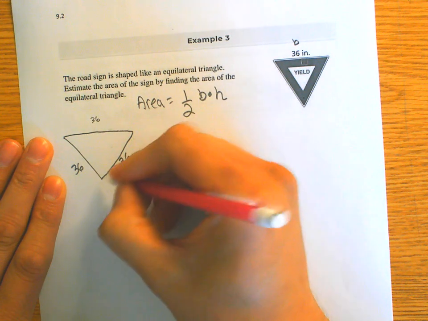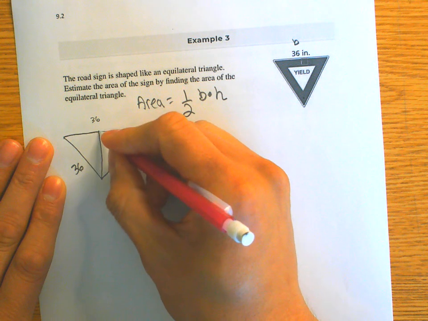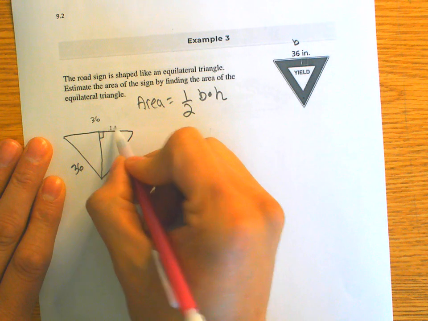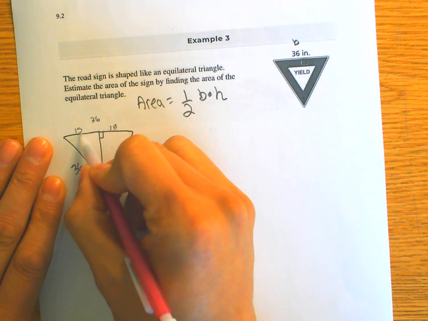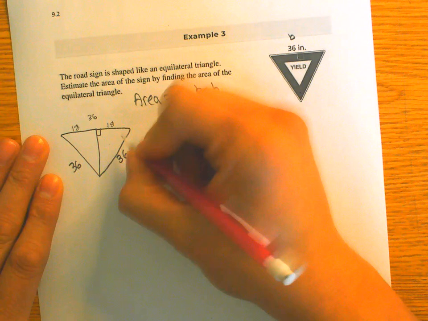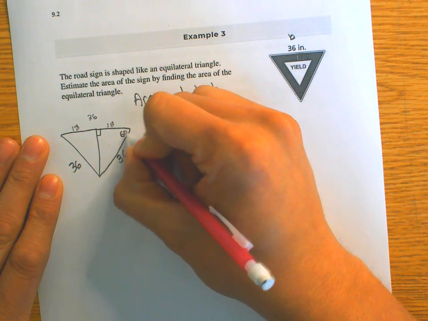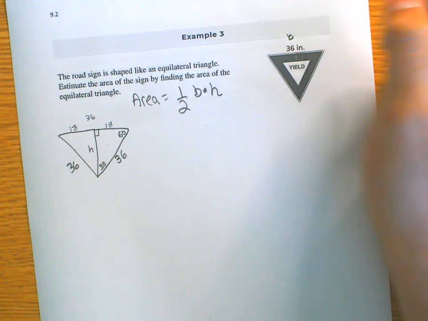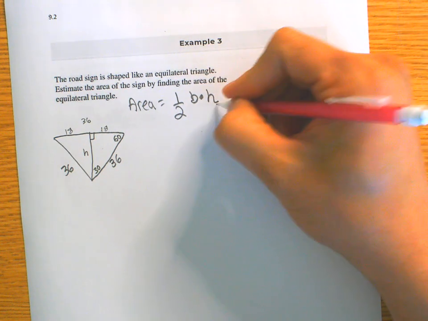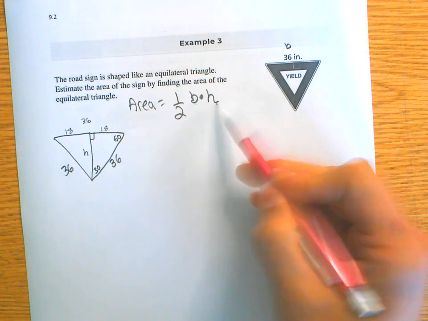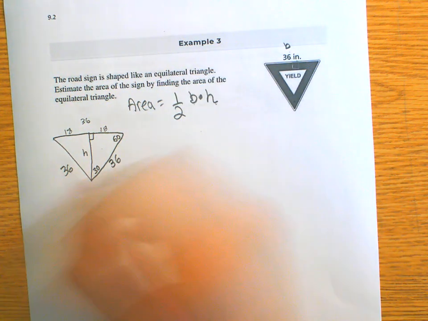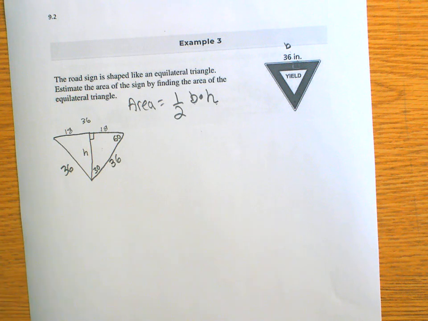But when you drop a perpendicular bisector there, that's going to turn this one into 18 and this one into 18. Now this angle right here, we already know it's 60, and this one we know it's 30. So H right here is going to represent the height, which is the one we need. To find the area, I need the base and the height. I already have the base. Base is 36. I don't have the height. So looking at this triangle right here, H represents the long leg.